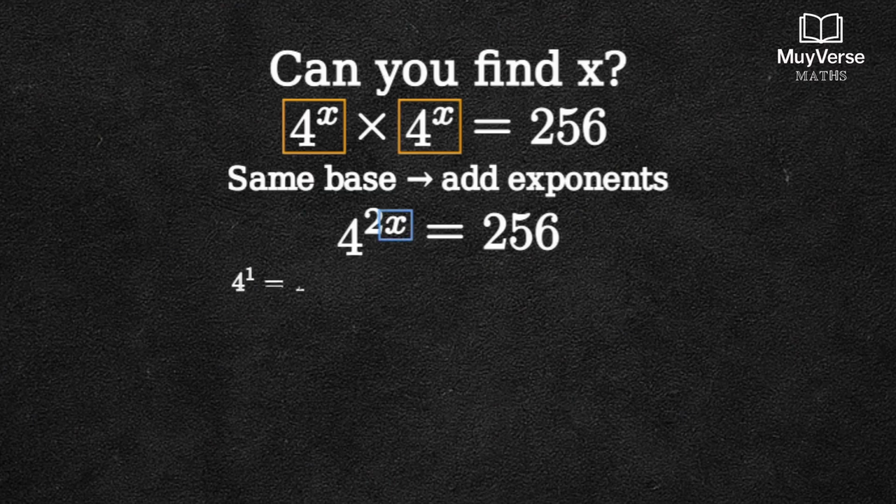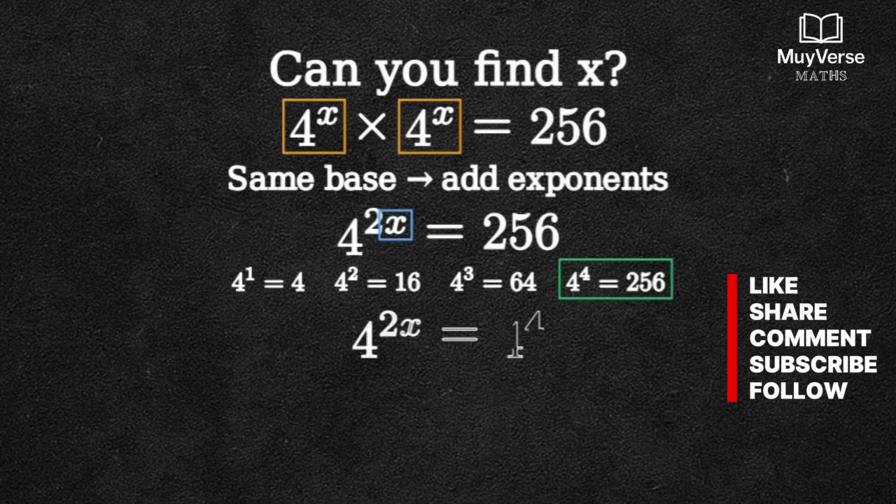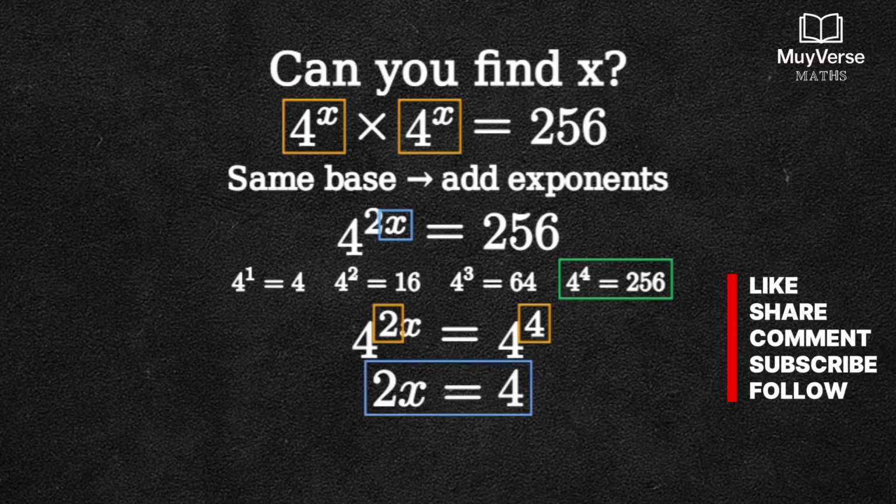Step 2. Write 256 as a power of 4. 4 to the 1 is 4, 4 squared is 16, 4 cubed is 64, and 4 to the 4th is 256. So we can rewrite the equation as 4 to the 2x equals 4 to the 4th. Step 3. The bases are the same, so set the exponents equal.